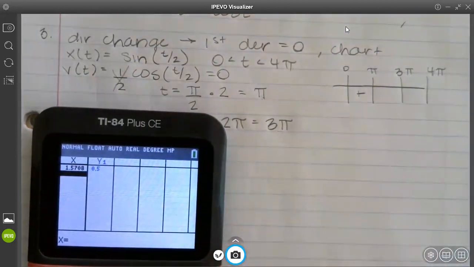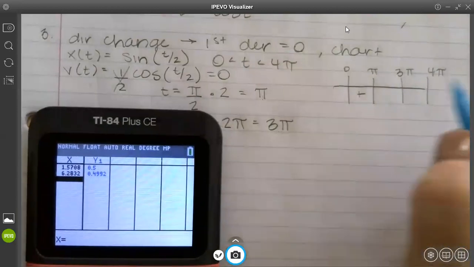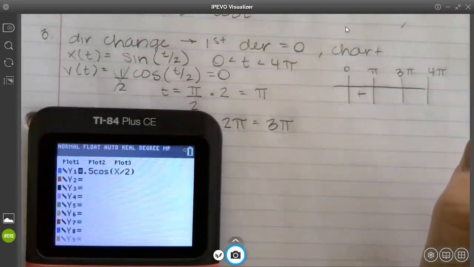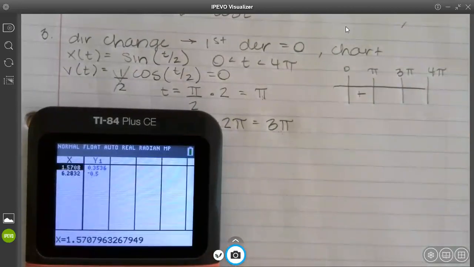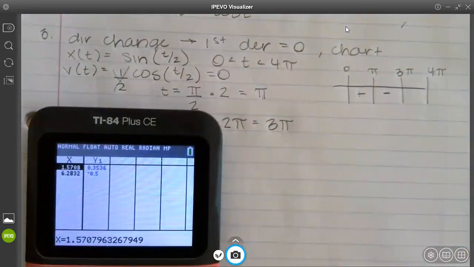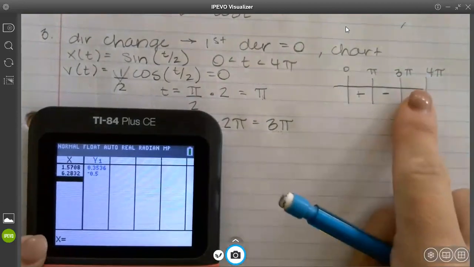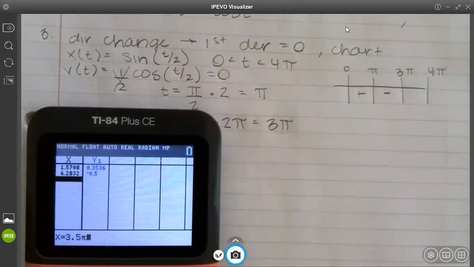What else can I plug in between pi and 3 pi? What's it give me? Oh, something's weird. Why did it do that? Yeah, it was in degrees and I was using radians. So sorry about that. Keep going. What can I plug in now? Don't make it hard. Something in between 3 and 4. Yeah, your calculator's doing it, so don't worry about it.